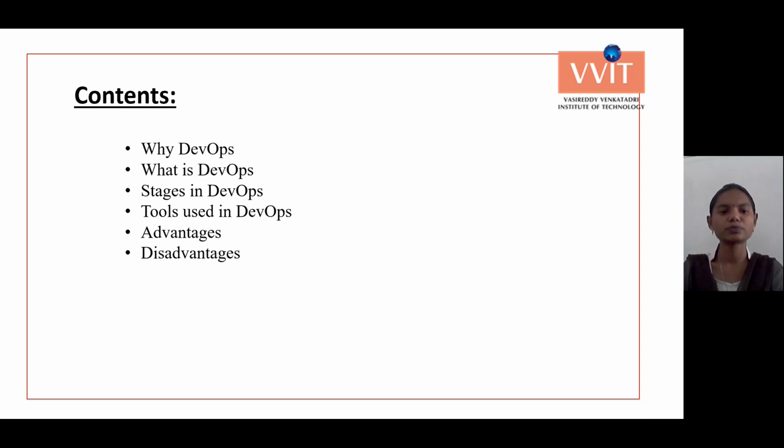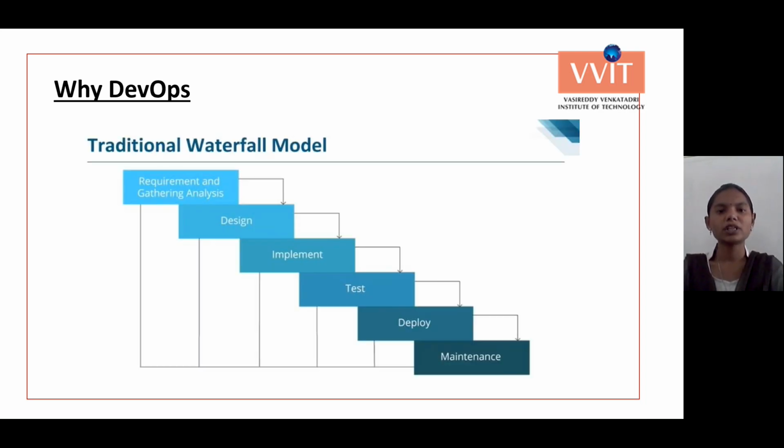Let us see why DevOps. Before knowing about DevOps, we are very familiar with the software development lifecycle, in which we follow some phases to complete the project development. Let us see some process models. Waterfall model. In the waterfall model, it is a linear model. After one phase, we can go to another phase. In this, there are a total of 6 phases: requirement gathering and analysis, design, implement, test, deploy, and maintenance. This is only used for small projects.